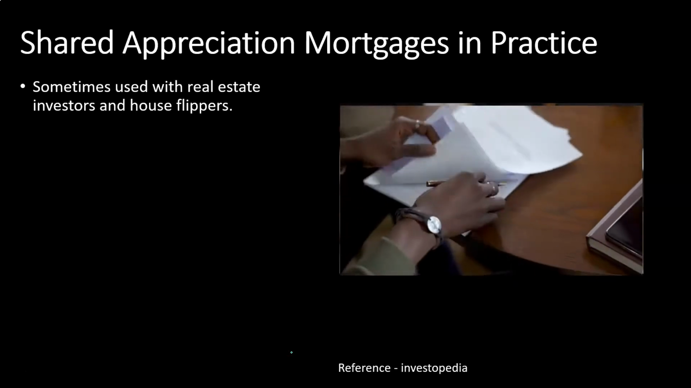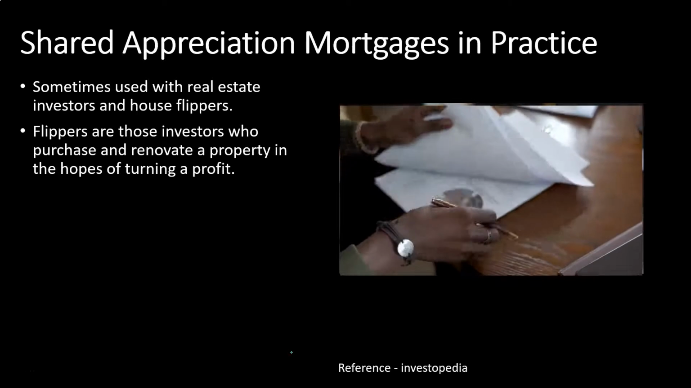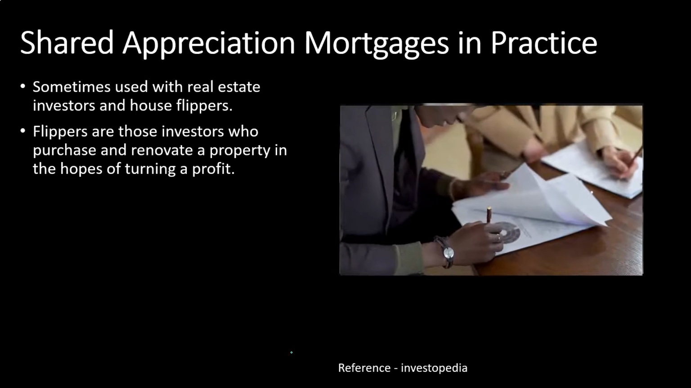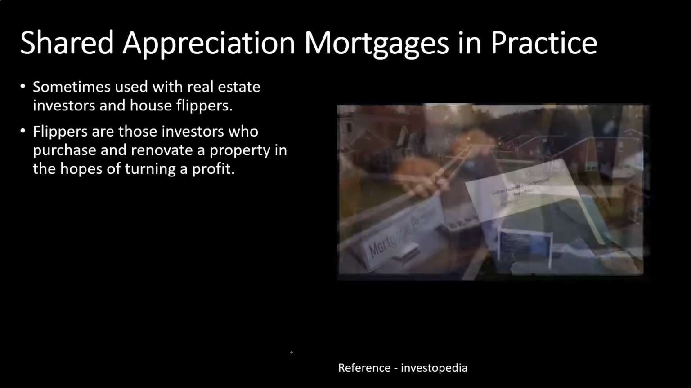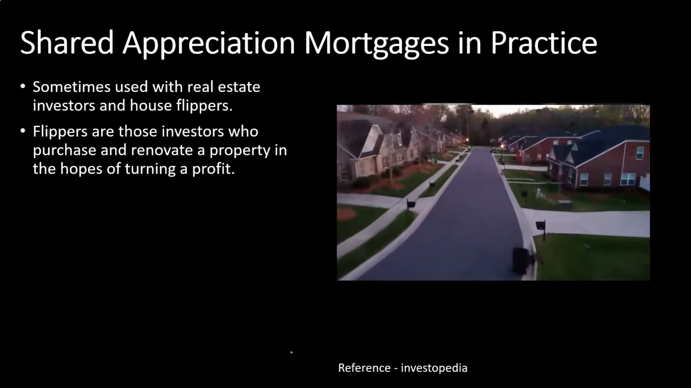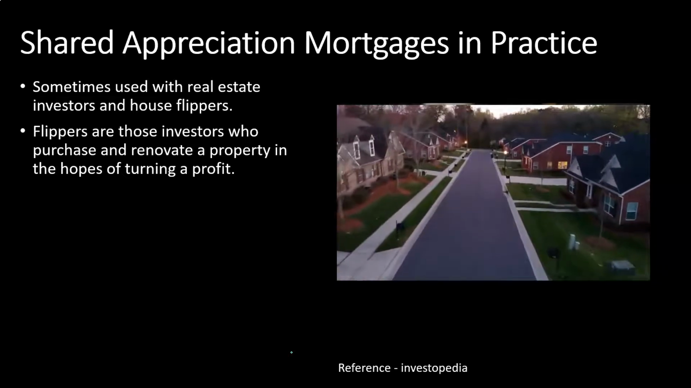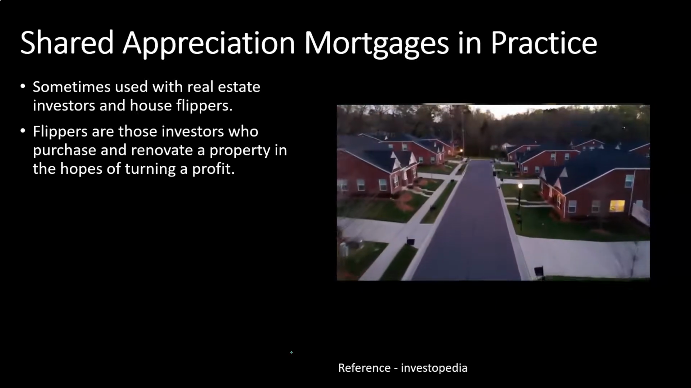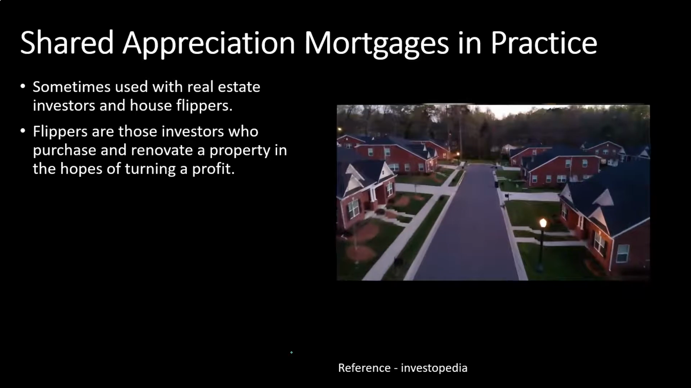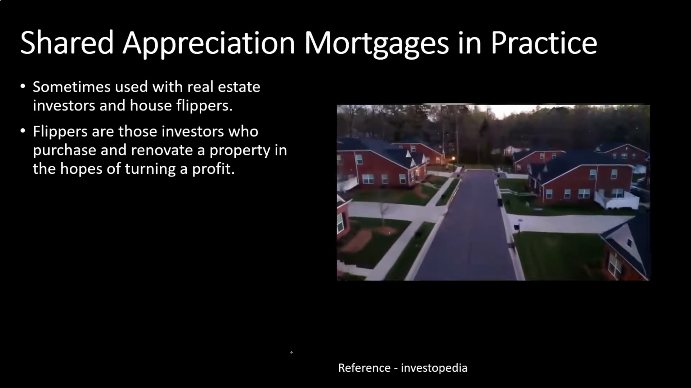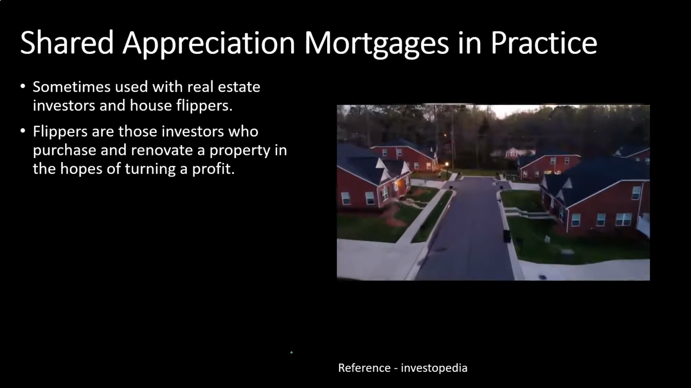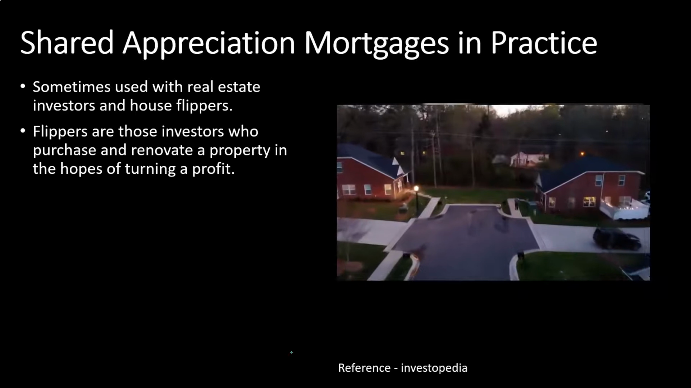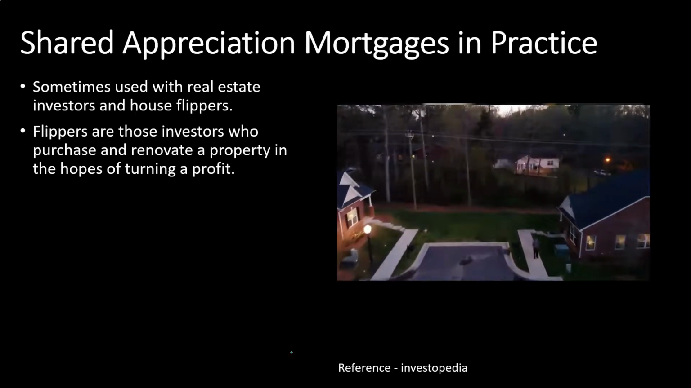So it's sometimes used with real estate investors and house flippers. Flippers are those investors who purchase and renovate a property in the hopes of turning a profit. So if you're flipping, that could be a way to get those lower rates up front, with the shared profit possibly eating into the profits, but at the same time possibly lowering the risk of getting caught in something like an ARM, because the risk related to an adjustable rate, or something that's adjusted with inflation, is that the house market actually goes down.